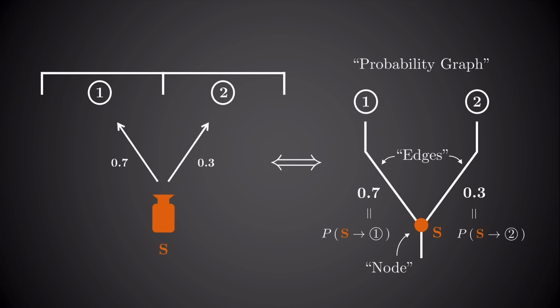In order for these to make sense as probabilities, we should set a rule that the sum of the numbers emerging from any node should equal 1, so that no particles are created or destroyed in this process. Keep note of that, it will be important for later.